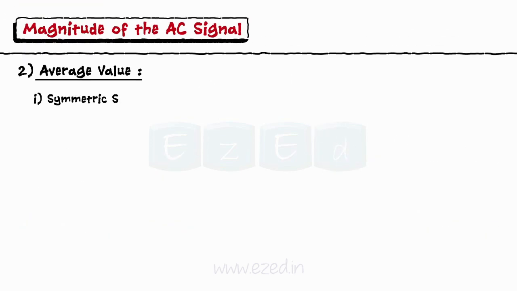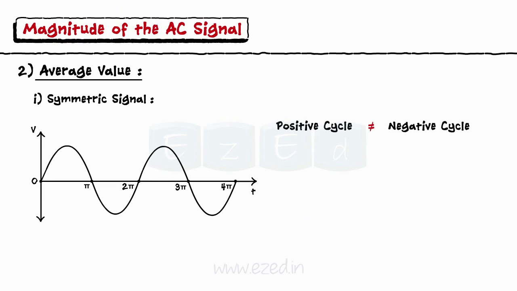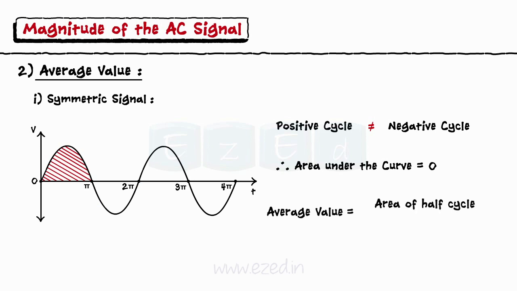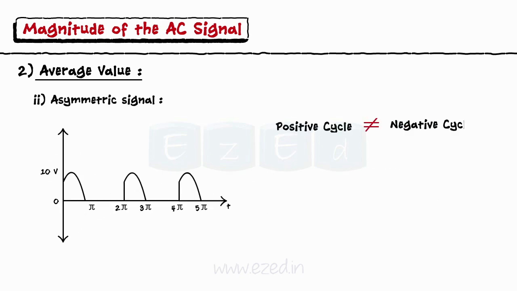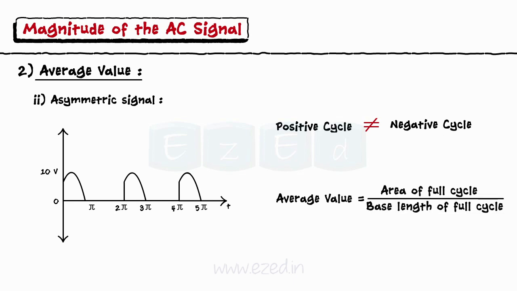For the symmetrical signals, the average value calculated over one complete cycle becomes 0 as both the halves are the same. Thus we calculate the average over a half cycle only, as the area of the half cycle upon the base length of the half cycle. For the asymmetrical signals, the average is calculated as the ratio of the area of the full cycle to the base length of the full cycle.